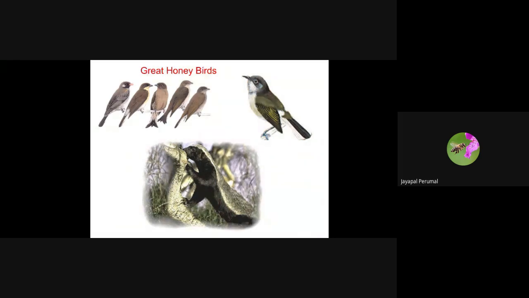The different species of birds which attack the honeybees.